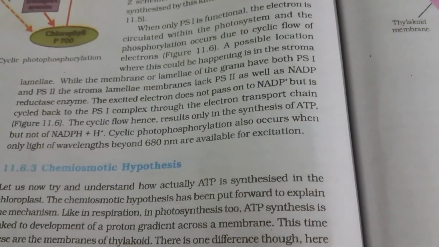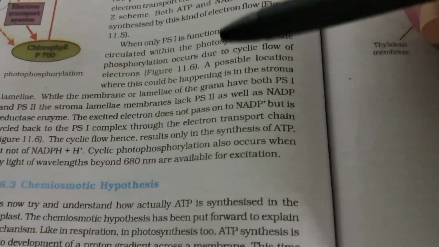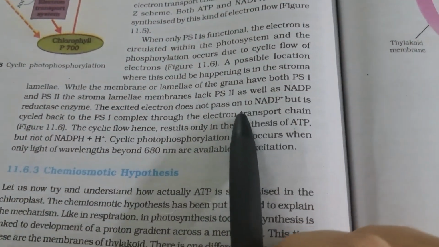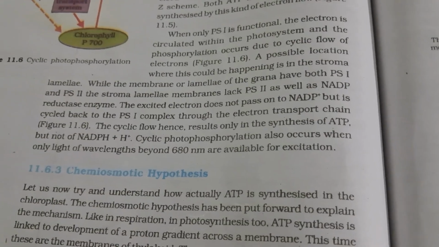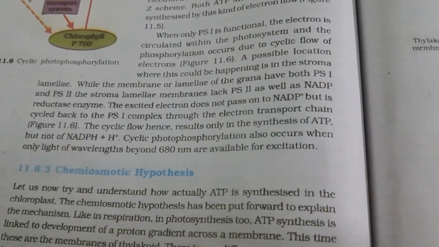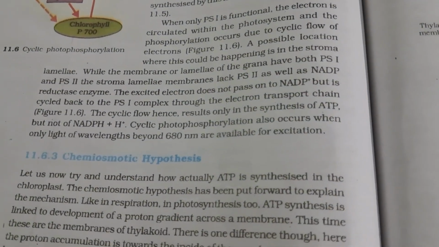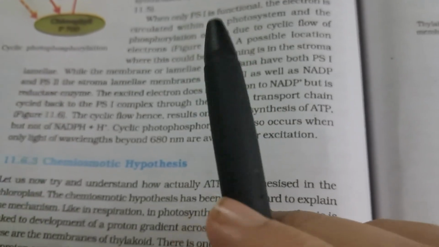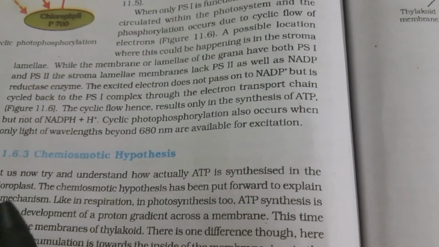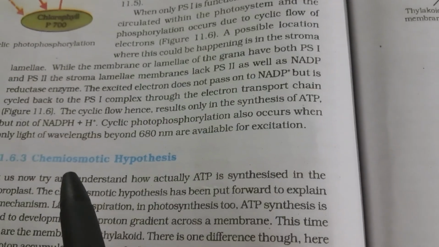Location is also another big difference that I forgot to mention. First of all, the product is one difference. The pattern in which the electrons flow is the second difference. And the third difference is the location. PS1 and PS2 are both included in non-cyclic. Non-cyclic will take place in the grana and the cyclic will take place in the stroma lamella.